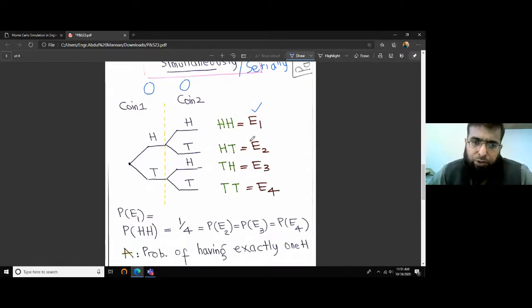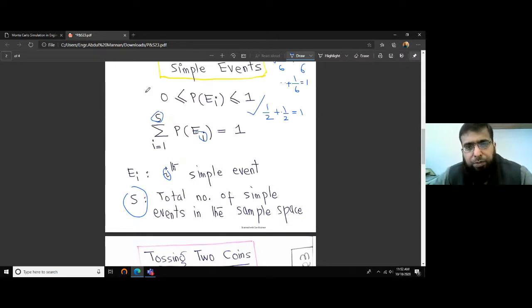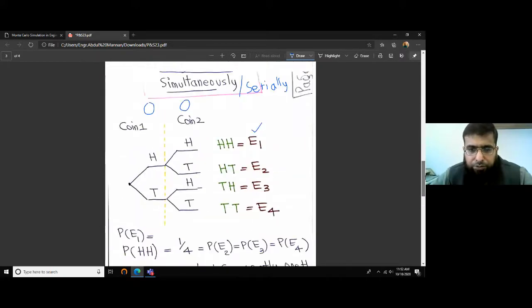So the probability of E1 would be, of course, 1/4, because the probability of each of these four simple events is the same. So the same chance of getting E1, E2, E3, or E4. This is 1/4 for each of them. And if we add all these, 1/4 plus 1/4 plus 1/4 plus 1/4, it comes out to be 1, like we studied before. Therefore, the probability of a single event is between 0 and 1. It is always the case, and the sum of the probabilities of all simple events in the sample space gives us 1.